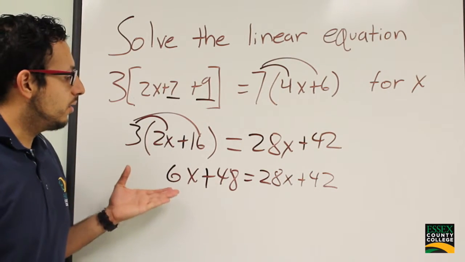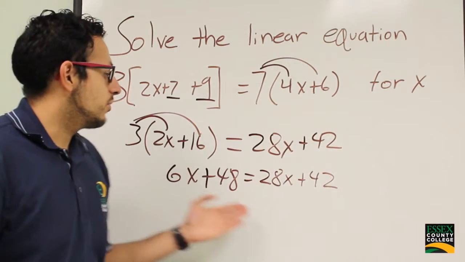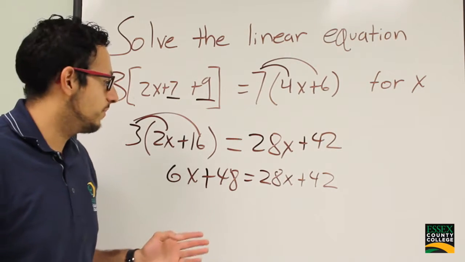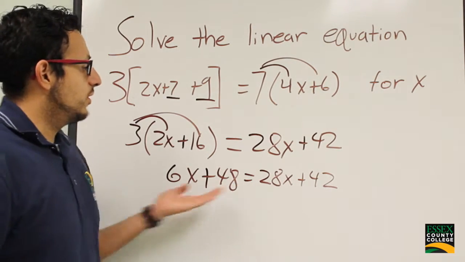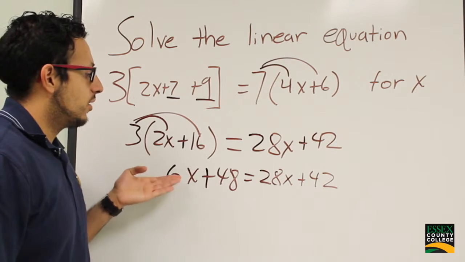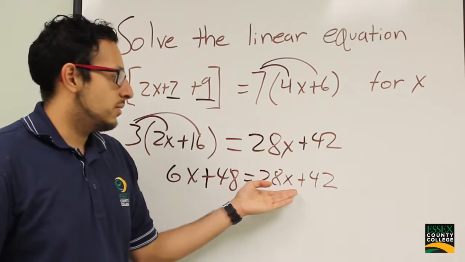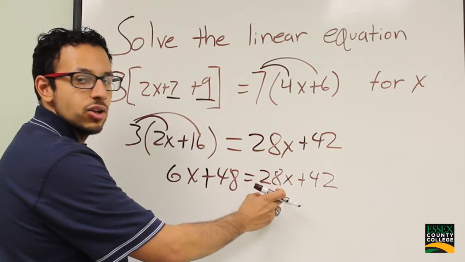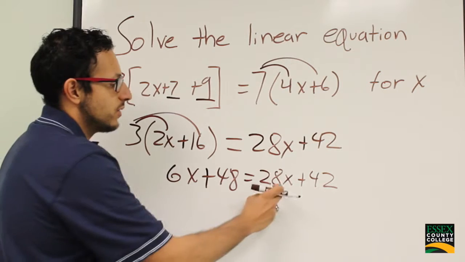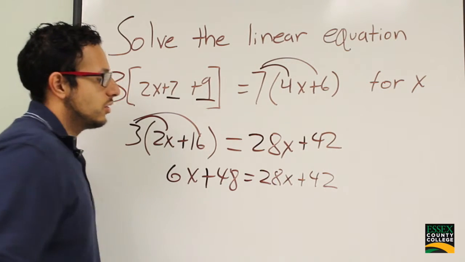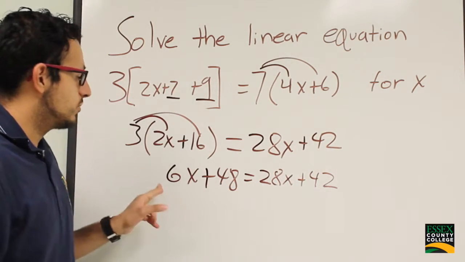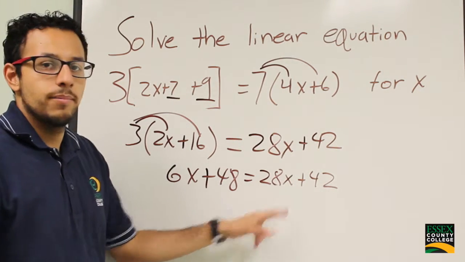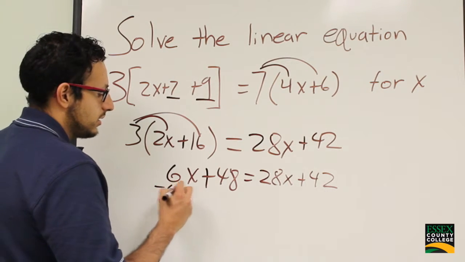So now we're going to bring over the x to one side and the number to the other side, because we want to solve for x, so we want x by itself. I can bring the x to the left side, or I can bring the x to the right side. It doesn't matter. But it's easier to bring the 6x over here because the 28x is larger. So instead of bringing the 28x over and subtracting 28x to get a negative number, I'm going to subtract 6x.